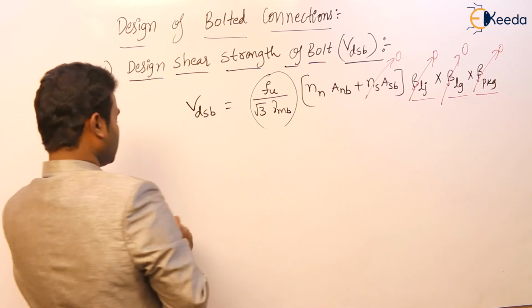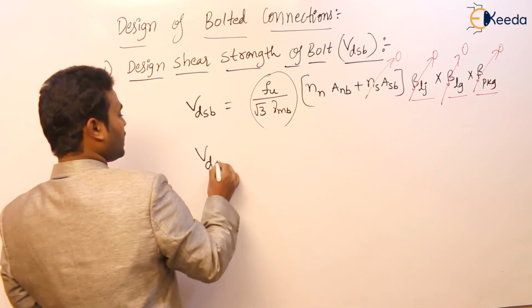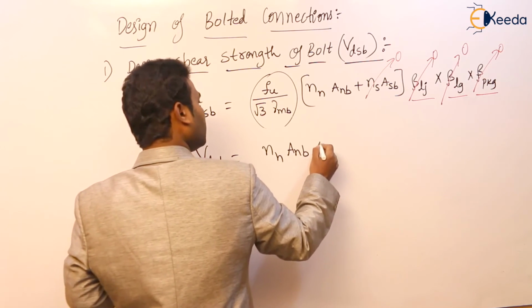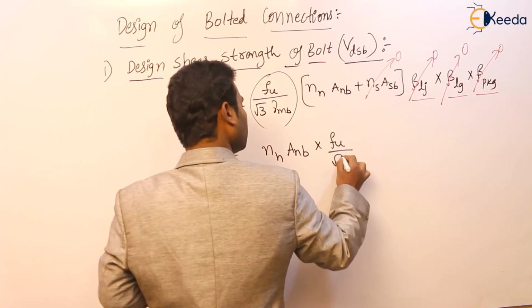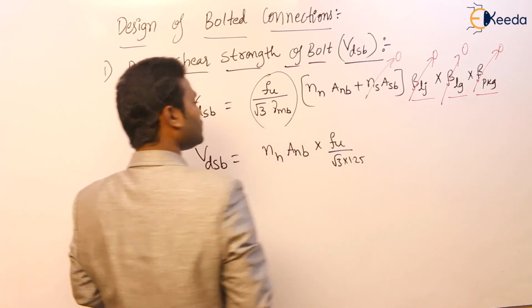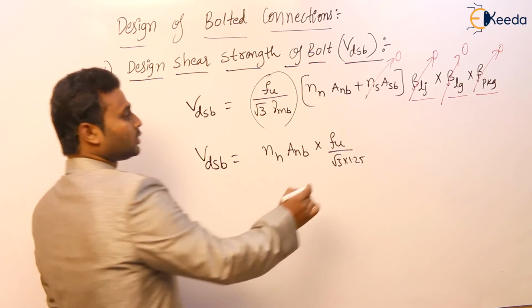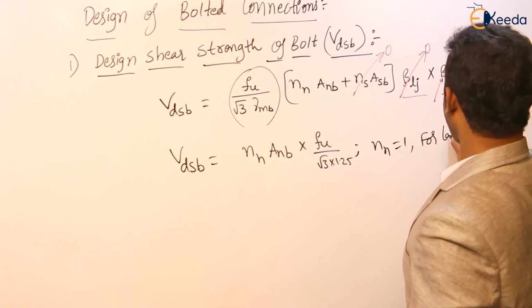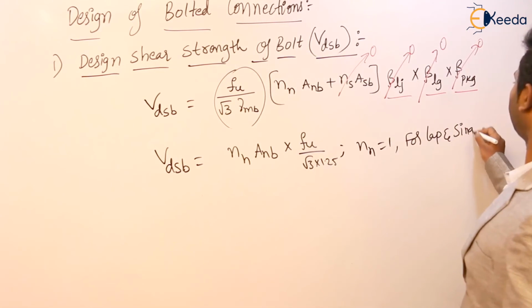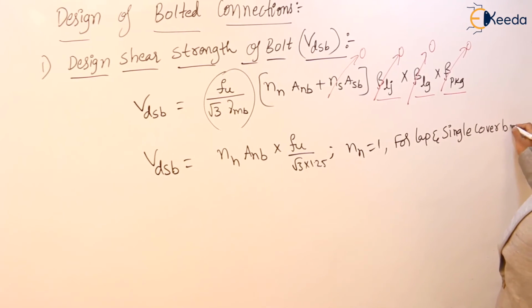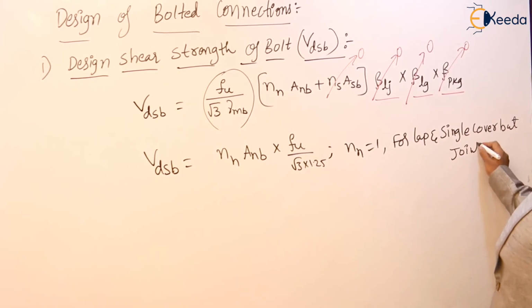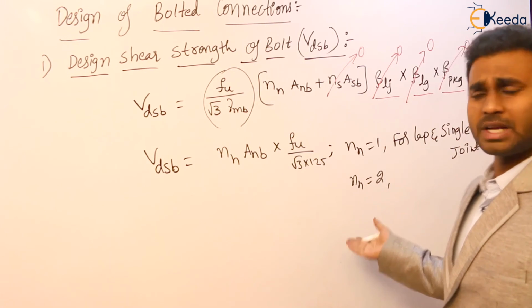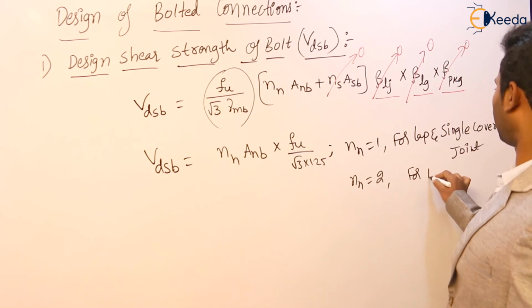Finally, the design shear strength of a bolt VDSB is equal to NN A NB into FU by root 3 into 1.25. This is how it is going to modify. Agree or not? Now NN is equal to 1 for lap and single cover butt joint, and NN is equal to 2 for double cover butt joint. It is nothing but the number of shear planes, that's it.